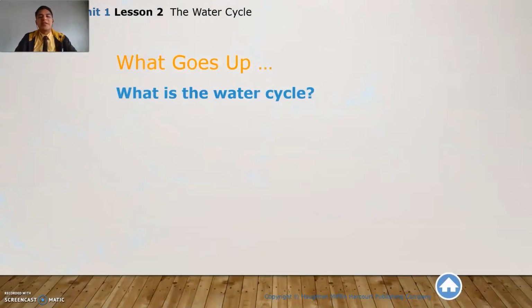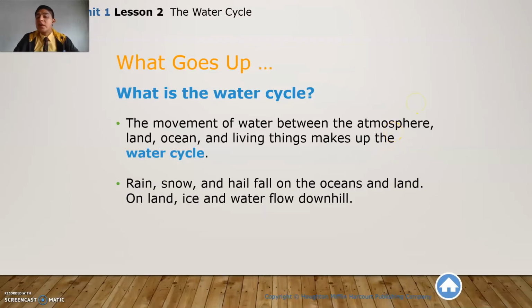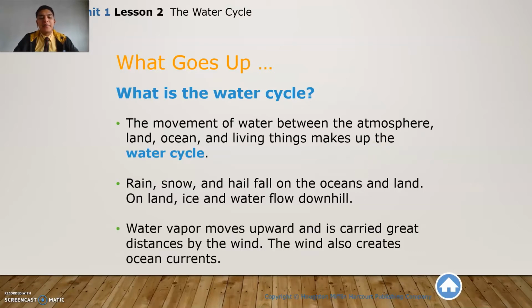Alright, so let's get started. And, well, we're going to talk about what is the water cycle. It's something pretty simple. The movement of water between the atmosphere, land, ocean, and living things makes up the water cycle. Rain, snow, and hail fall on the oceans and land. On land, ice and water flow downhill. Water vapor moves upwards and is carried great distances by the wind. The wind also creates ocean currents.